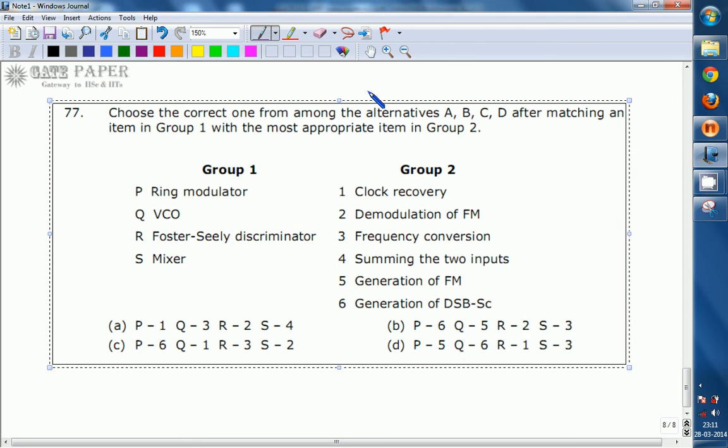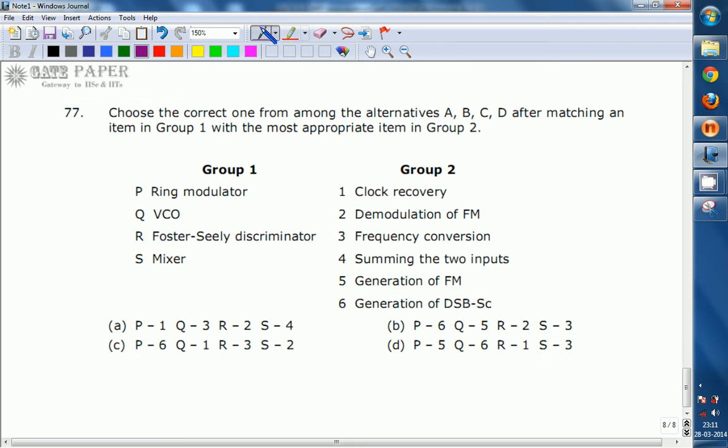Okay, this is the previous GATE paper question from the subject of communication system. This question was given in the year 2003. The topic is related to the different analog modulation techniques and the methods which are used to generate and demodulate those modulation techniques. This is the match of the following question.